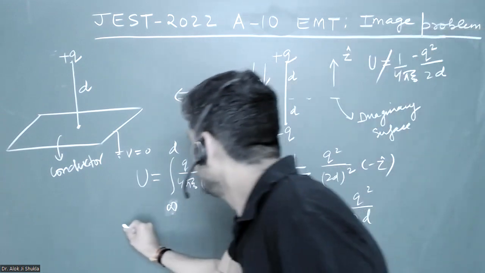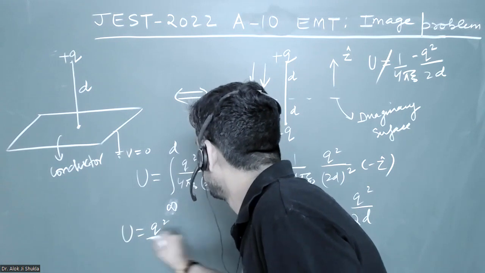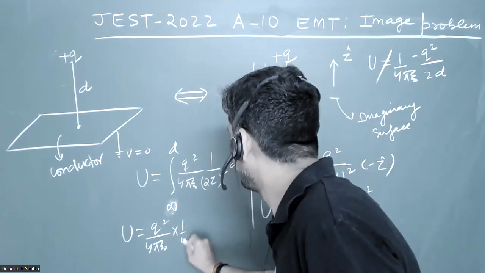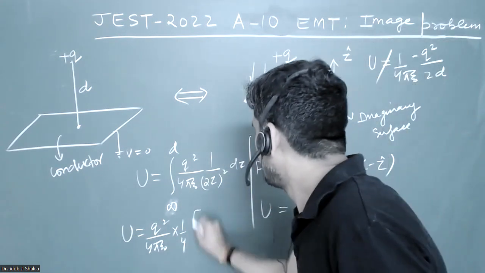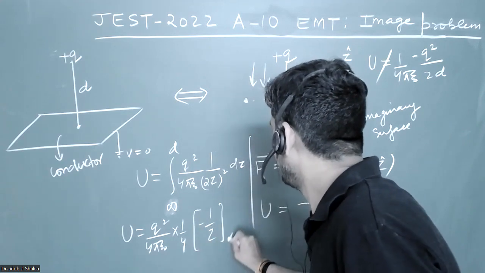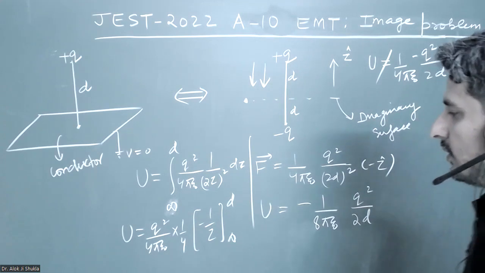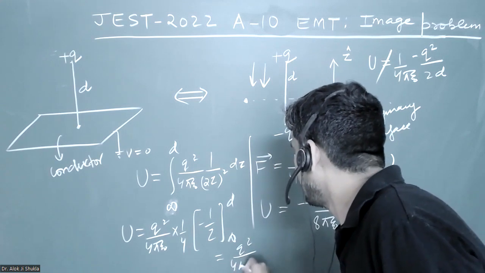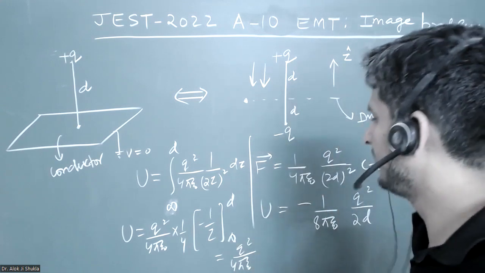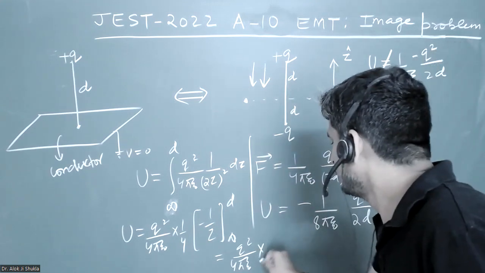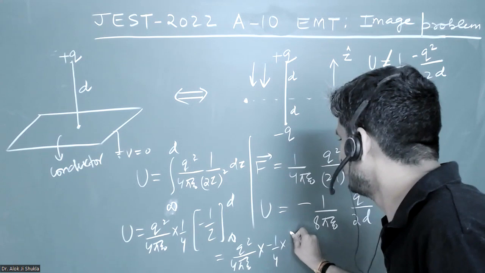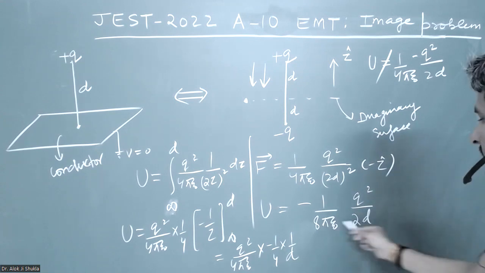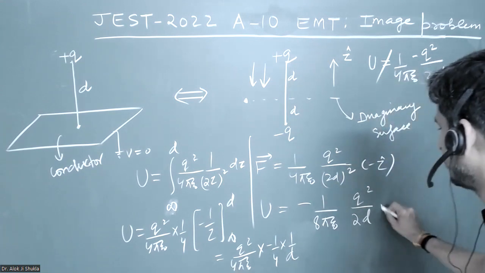So if you calculate this, you will get q square over 4 pi epsilon naught, and this will be a factor of 1 by 4 here, and 1 upon z square will be minus 1 by z, infinity to d. Okay, so you put upper limit minus lower limit, so it will give you q square by 4 pi epsilon naught, and it will be minus 1 by d, so it will be into minus 1 by 4 into 1 by d. I have taken the negative sign. Okay, so compare these two. This is also 8 into 2, 16, this is also 4 into 4, 16, so both are the same result.